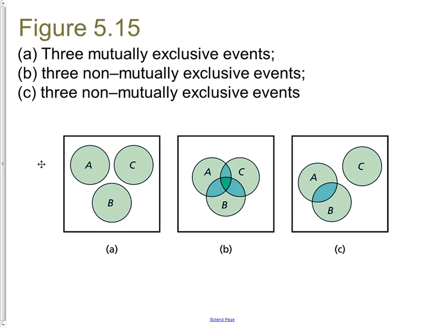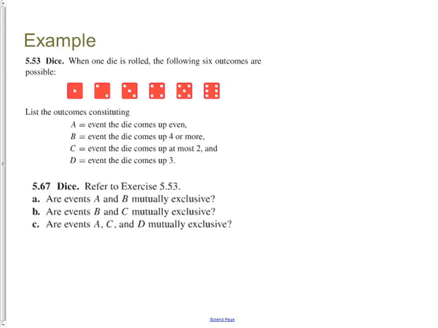By the way, this could happen with three events at a time, right? A, B, and C could all be mutually exclusive. A, B, and C could all have things in common, or if just two of them had something in common and the third group did not, we would still call that mutually exclusive with those three events.